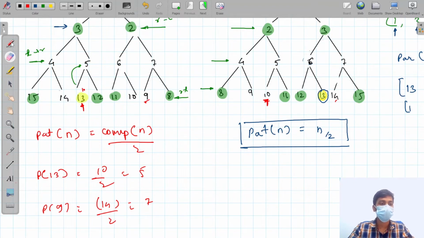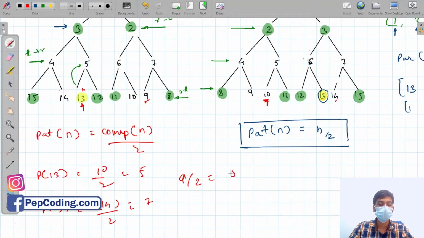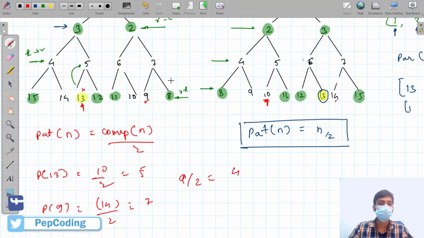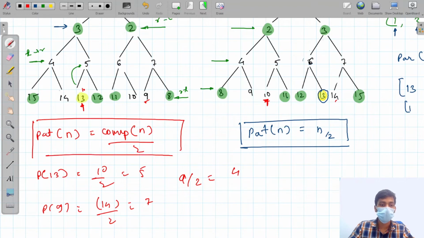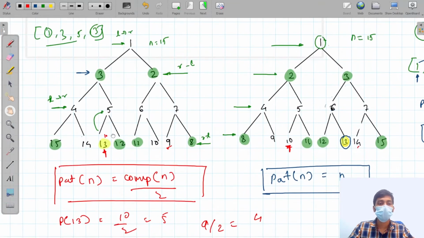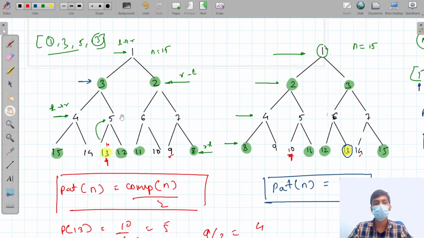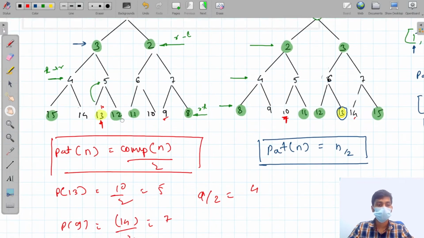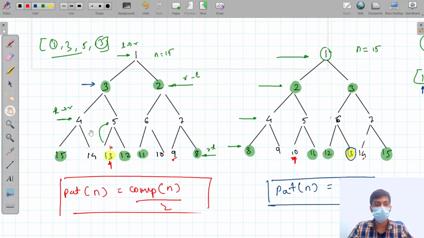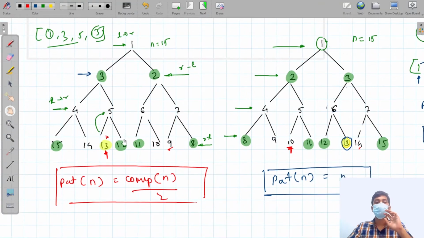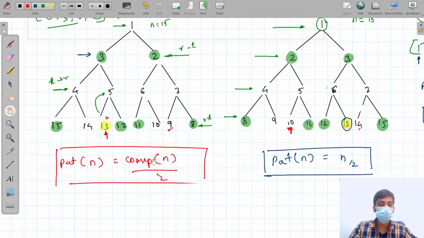Previously, if I just did 9 by 2, I was going to get 4 as the parent, but here 4 is not the parent. Who was the parent? 7 was the parent. So we can say that this formula is working. This formula is valid to get the parent in this given tree, right? Now if we are able to get the parent's value, then how do we find this complement's value?